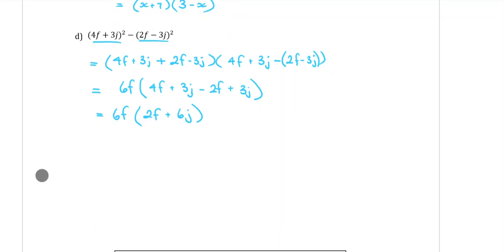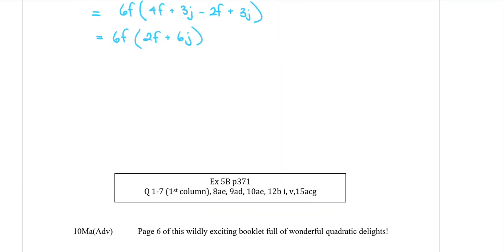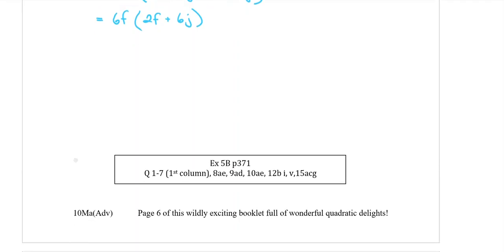All right, that's the end of our lesson on factorizing using common factor, difference of two squares, and factorizing in pairs. You now need to do exercise 5b.